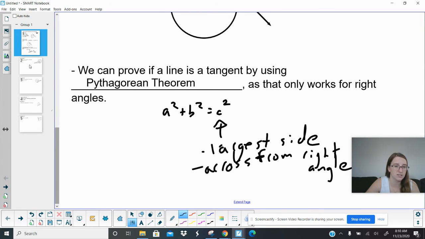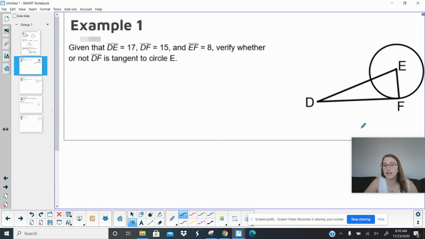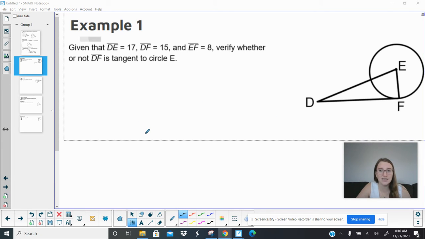Let's go ahead and look at the first example here. So let's label our picture. We are given that DE is 17, DF is 15, and EF is 8. Take a moment, draw this picture, and label those side lengths. Okay, so we have 17, 15 for DF, and 8.